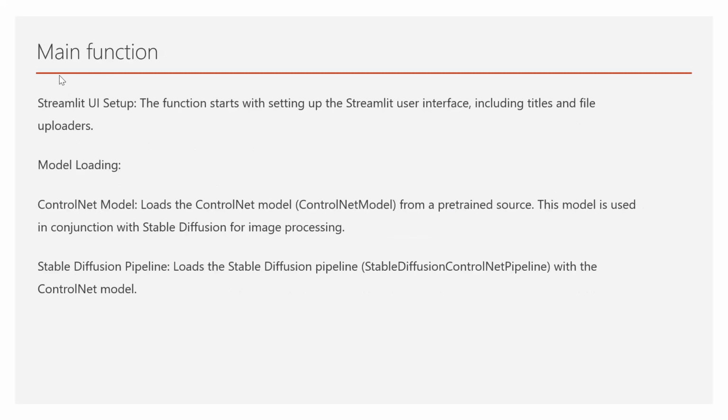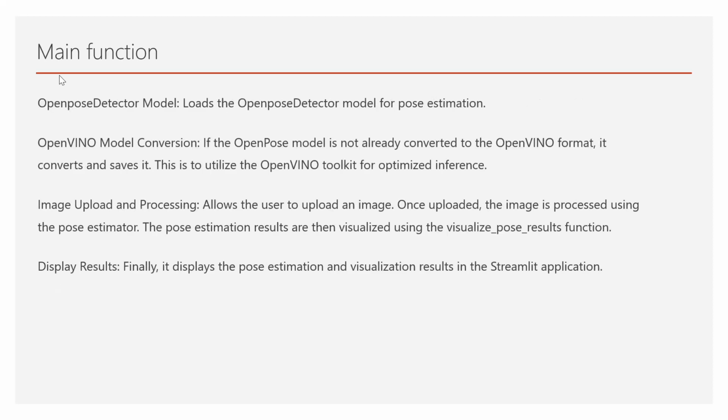Now after that, what exactly is the Streamlit main function doing? The function starts with setting up the Streamlit user interface, which includes titles and file uploaders, then model loading. ControlNet loads the ControlNet model from a pre-trained source. The model is used in conjunction with Stable Diffusion for image processing. The Stable Diffusion pipeline loads the Stable Diffusion pipeline with the ControlNet model. Then we are using the OpenPose detector, which loads the OpenPose detector model for pose estimation.